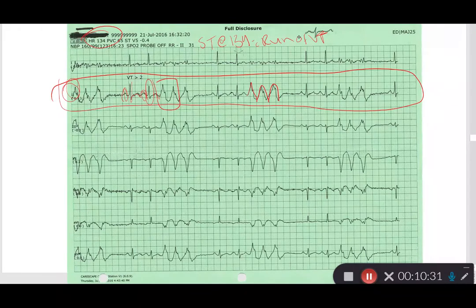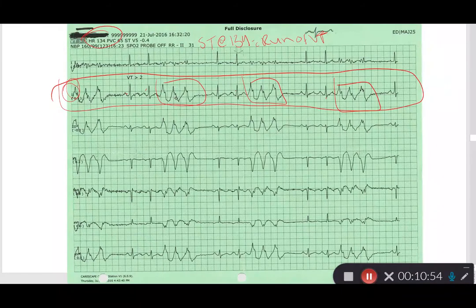Now, if we look at this, this is actually occurring in a pattern. And I'll get rid of all my chicken scratch here so we can see it a little bit better. I got beat, beat, run of V-tach. Beat, beat, run of V-tach. Beat, beat, run of V-tach. So they have a very irritated ventricle for whatever reason.